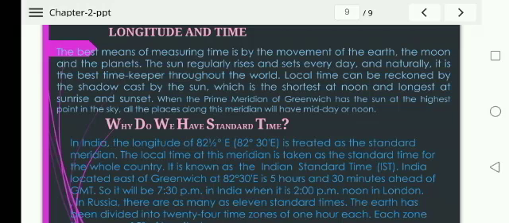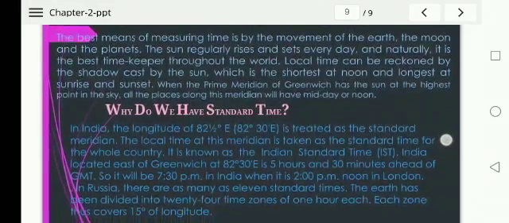noon in London. And in Russia there are as many as 11 standard times, and the earth has been divided into 24 time zones of 1 hour each, and each zone covers 15 degrees of longitude.